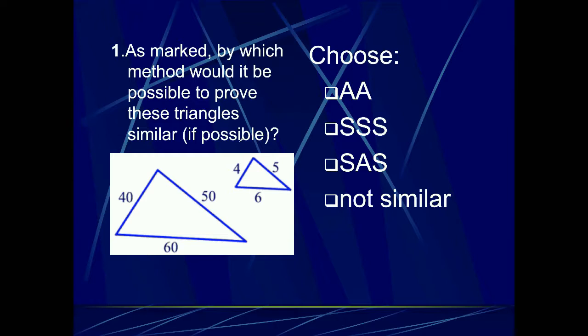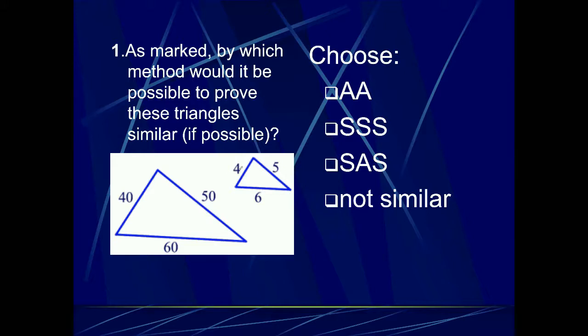So, as marked, by which method would it be possible to prove these triangles similar, if it actually is possible? Well, looking at this, we have 40, 50, and 60, 4, 5, and 6. So what we do, there's no angles involved here, so we would not try angle-angle or even side-angle-side. If it's going to work, it's going to have to be side-side-side. So what we need to do is check what these ratios are equal to.